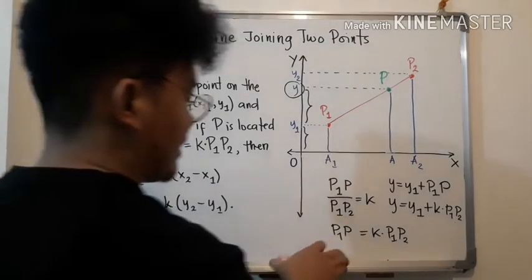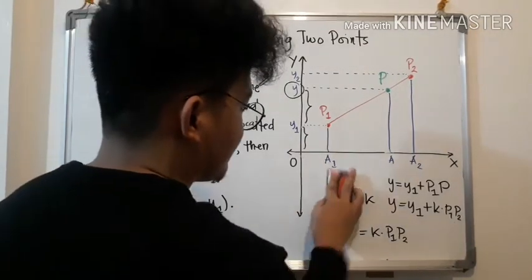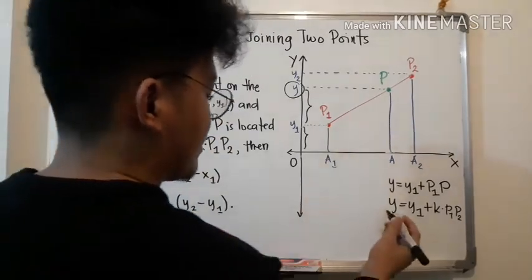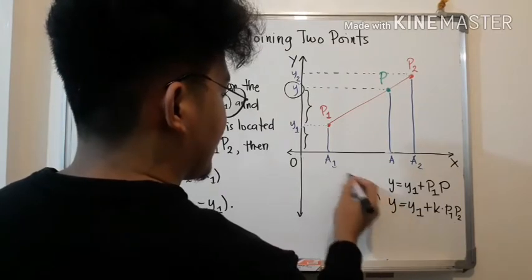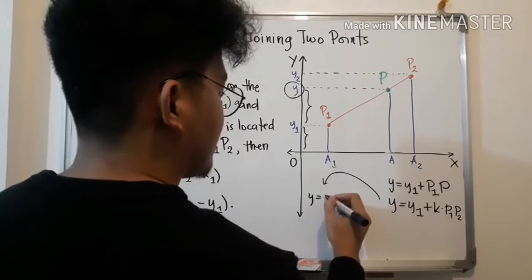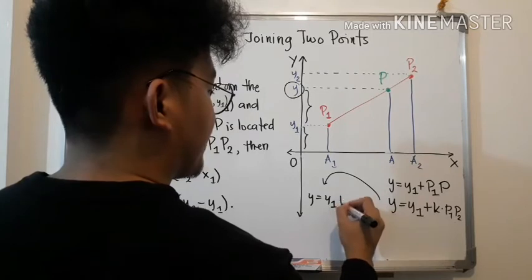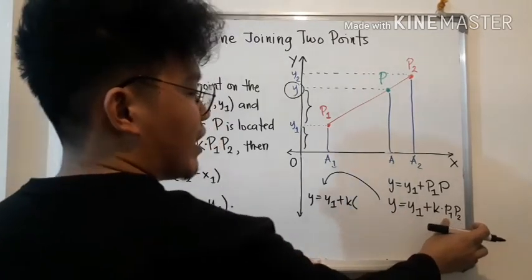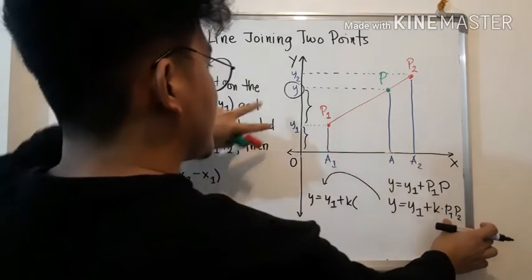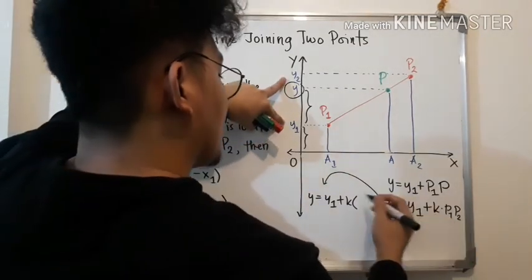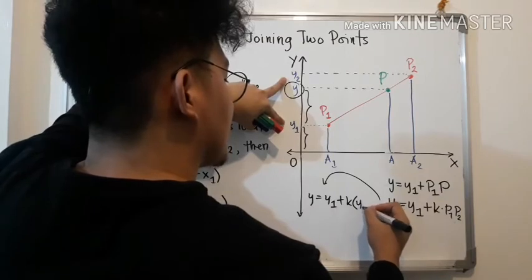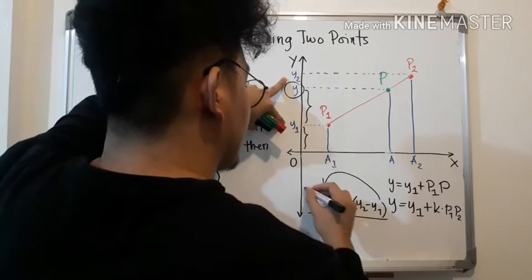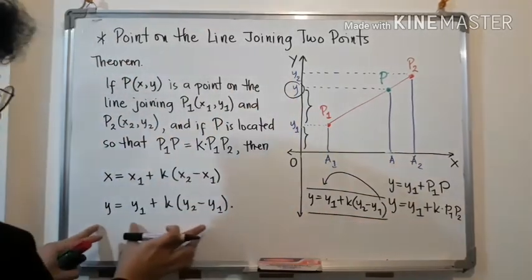Okay, so I'll erase this. Let's continue here. So we have y is equal to y sub 1 plus k, and this directed segment P1 to P2 means we subtract y sub 1 from y sub 2. So we have this formula to find y.